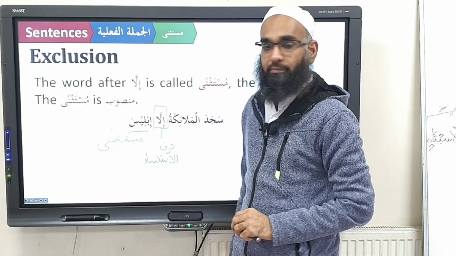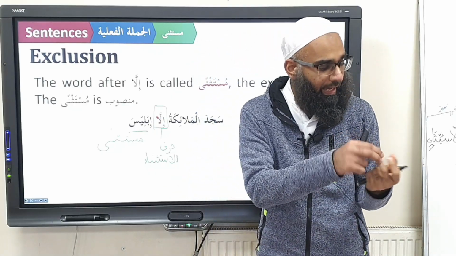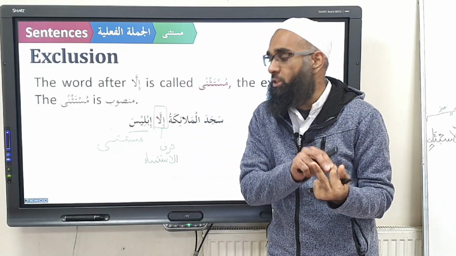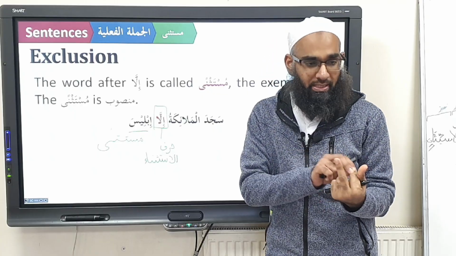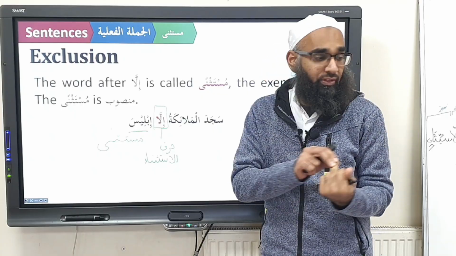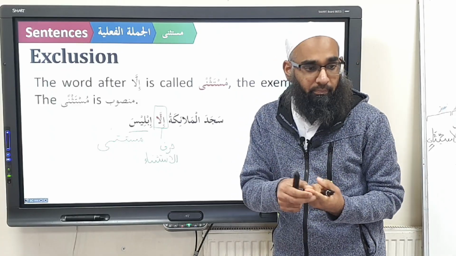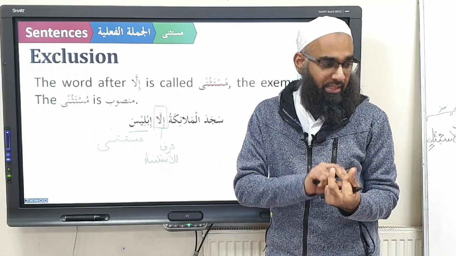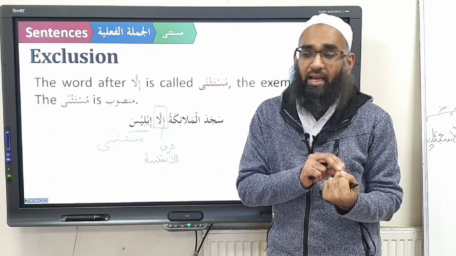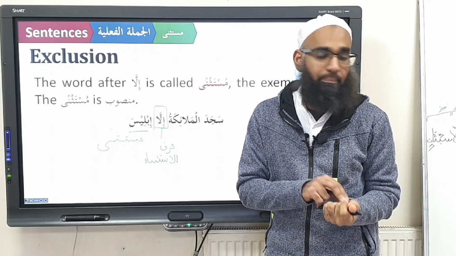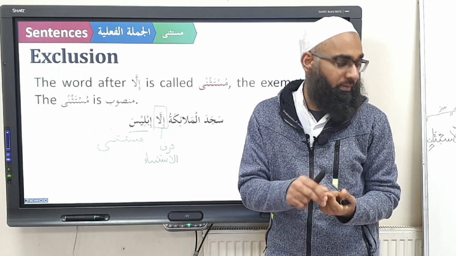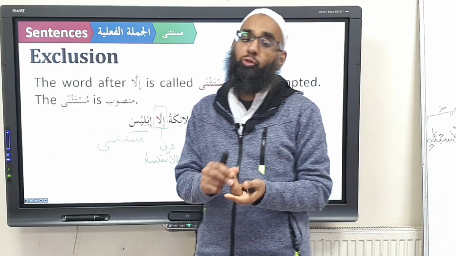Mustathna. What are the two words? Illa and the word after illa. Illa is called what? Harful istithna. And the word after illa is called mustathna. Again, illa is called harful istithna, and the word after illa is called mustathna. And the word after illa is going to be what in Arabic? Mansoob, and it's also going to be nakira.